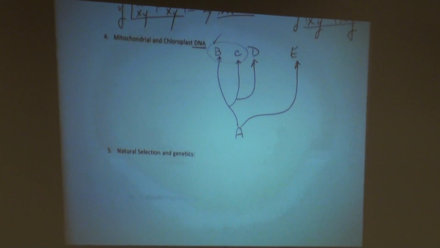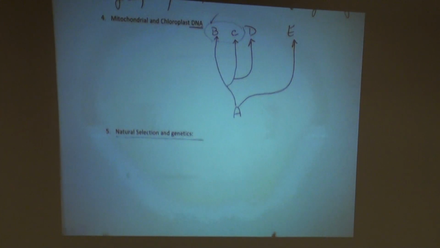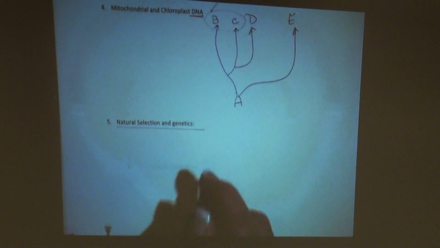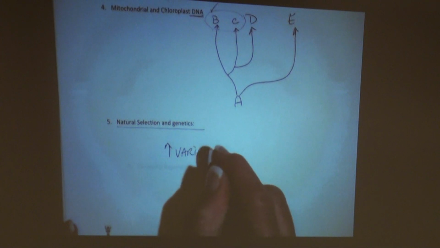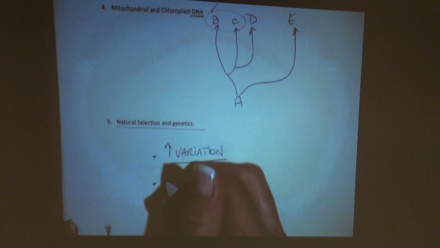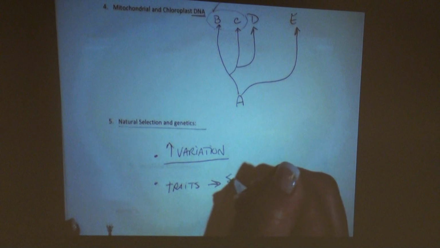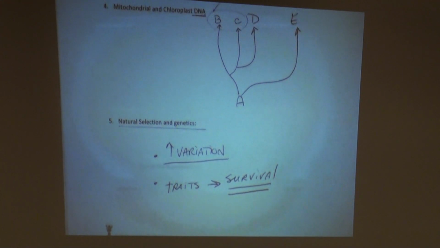This is towards the back part of your competencies. Natural selection and genetics, basically this. I'm flying through this real quick. The stronger the gene, again, variation plays a role in this. Variation, traits that lead to survival play a huge role in whether that plant or that animal is going to be able to survive.